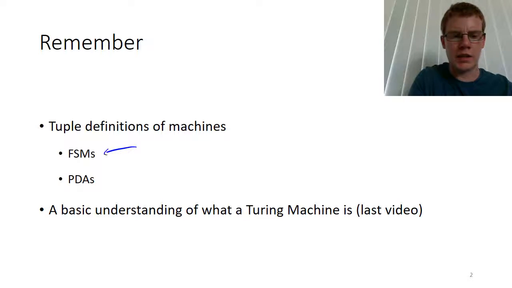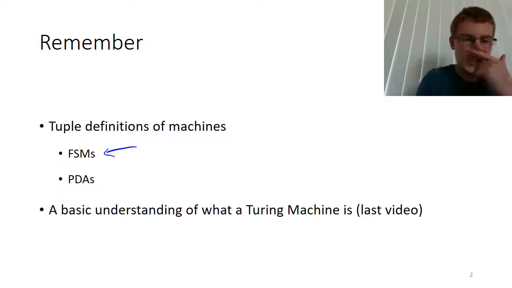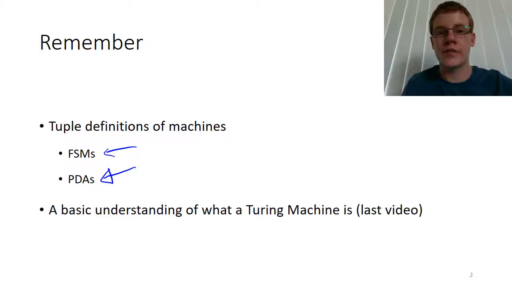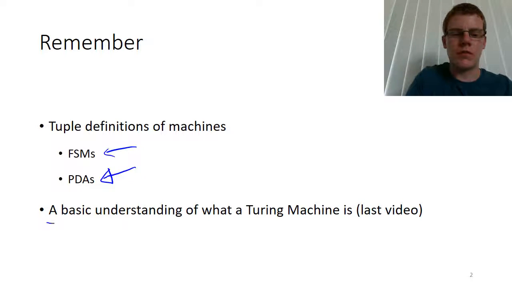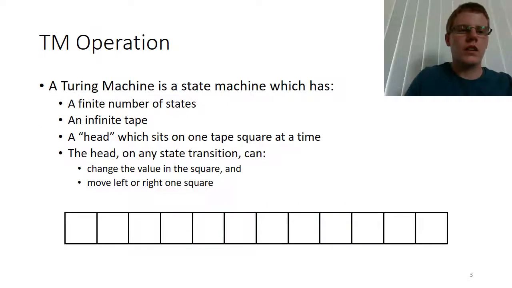So the finite state machines were a 5-tuple of states, alphabet, start state, accepting state, and transition function. The pushdown automata was almost the same sort of thing, except the transition function had to be a transition relation, and we also had an extra alphabet of symbols that we could put onto the stack. I also want you to keep a basic idea of the Turing machine as a finite state machine with access to a tape, and that was from the last video.